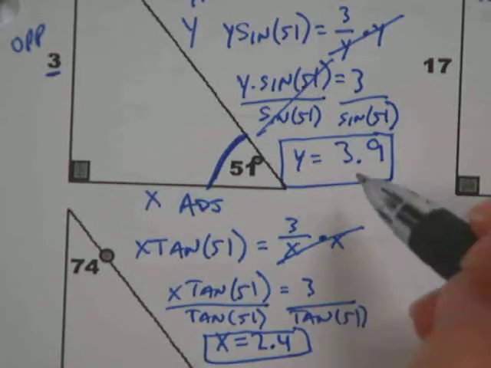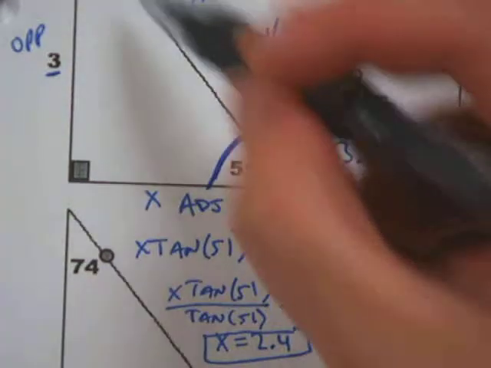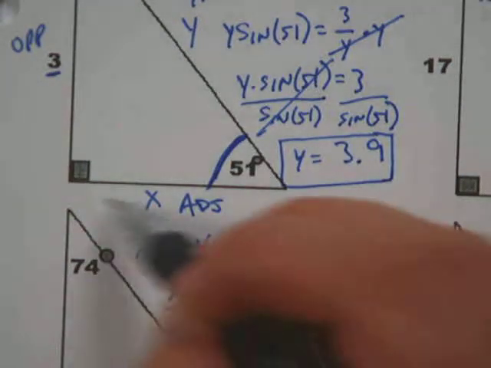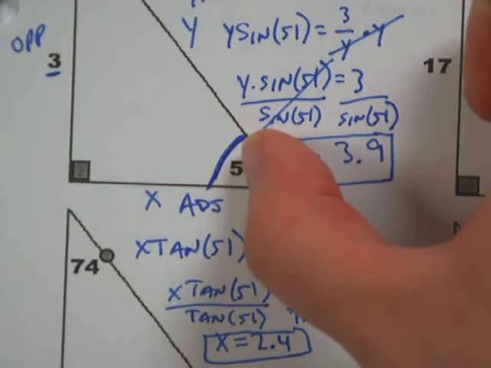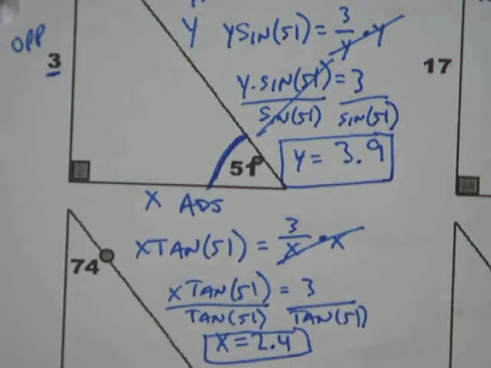So those are our two solutions. Y equals 3.9, that's this hypotenuse. And then x equals 2.4, that's this other leg right here. All right, hopefully this was helpful. Just remember to use the angle that you know and label the sides in relation to that to help you decide which trig function to use. All right, see you guys later.